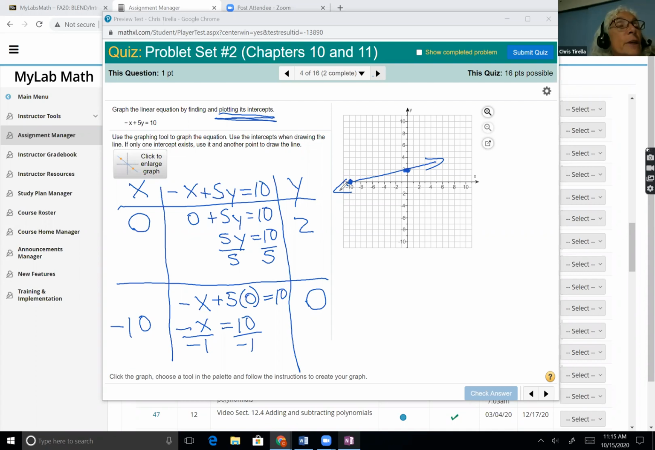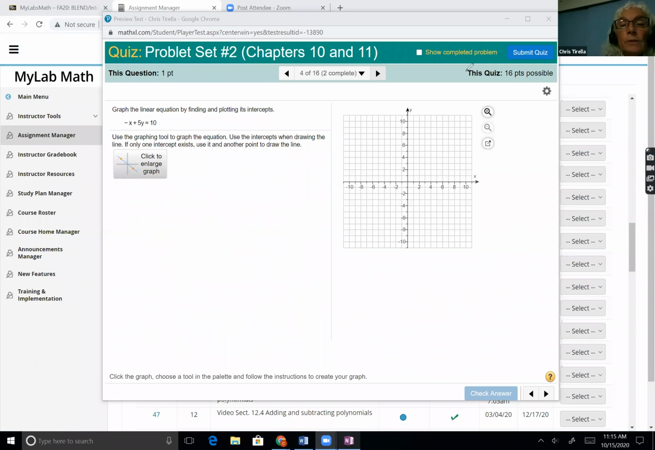Again, if it asks for the intercepts, you must use the intercepts. And you're going to do 2 points on your table. For one, you'll put in 0 for x. The other, you'll put in 0 for y. How's that one? Any questions? If not, I'm going to clear it and go on to the next question.